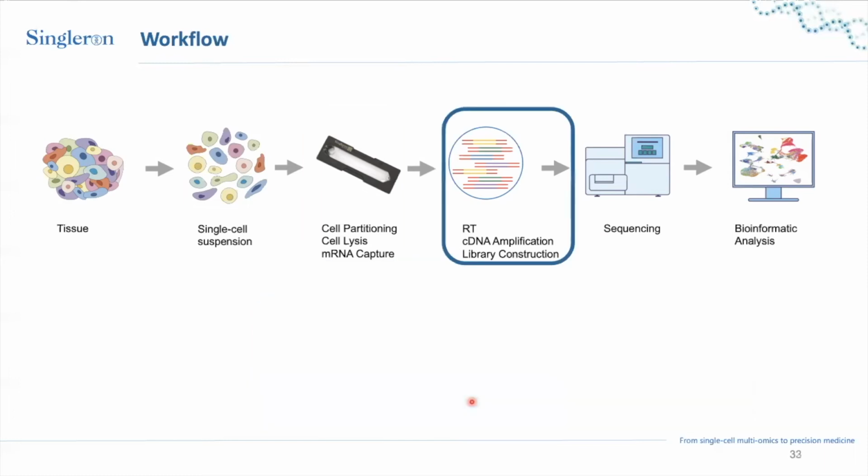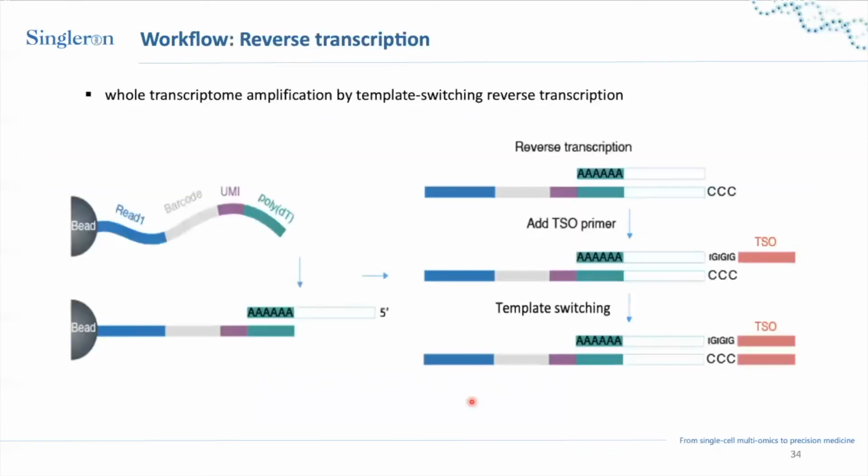The next step is reverse transcription, cDNA amplification, and library construction. I will mention this in a little bit more detail. Here is the bead structure. It contains, again, poly-dT, a UMI, which stands for unique molecular identifier and helps us describe each transcript, and the cell barcode. For the cell barcode, as I said, each cell contains the same cell barcode, and the read is for the later steps.